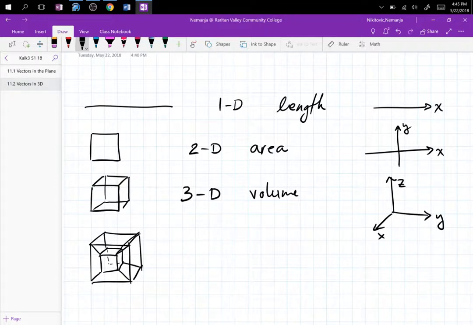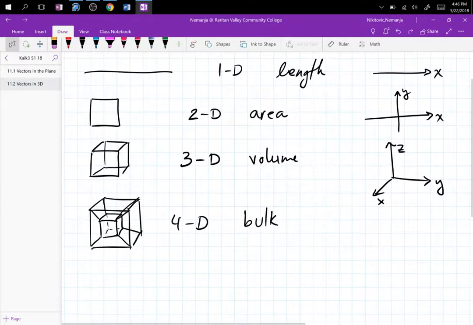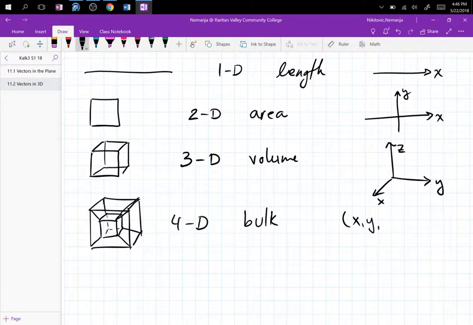And then there are the inner ones that also connect on the other side. So that will be the 4D bulk, and then that would have a four-dimensional system, which is not as easy to draw. So there will be x, y, z, let's say w. This one is just x, y, z. This one is x, y, and this is just x.